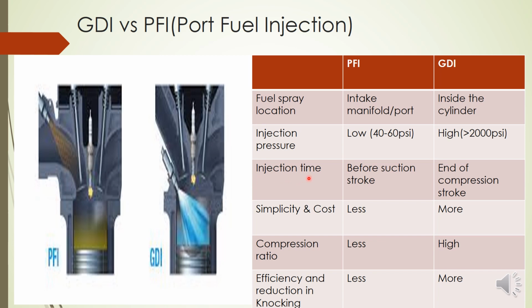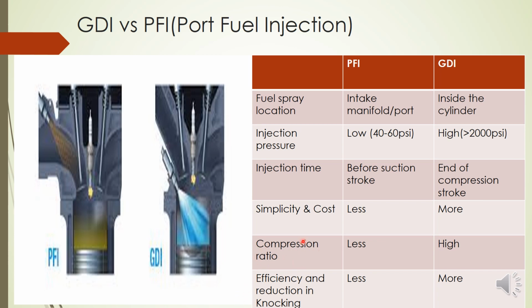Then injection timing is also different. In a PFI engine we are injecting fuel before the suction stroke. But in a GDI engine we will be injecting, just like a diesel engine, at the end of the compression stroke only. That is just before ignition. And another difference is of course simplicity and cost. The PFI engine is less costly and simple, because in a GDI engine we have to create this much high pressure. So it requires other equipment, a plunger pump or other device for creating pressure. So we require more complex equipment for a GDI engine, so it is costly.